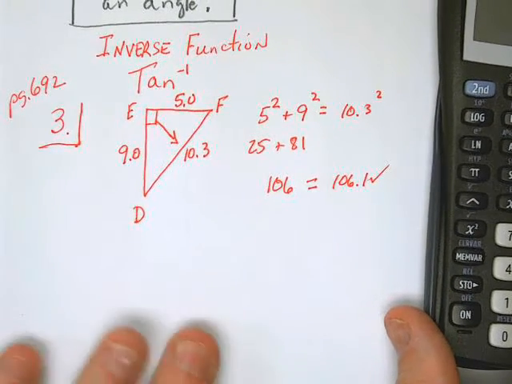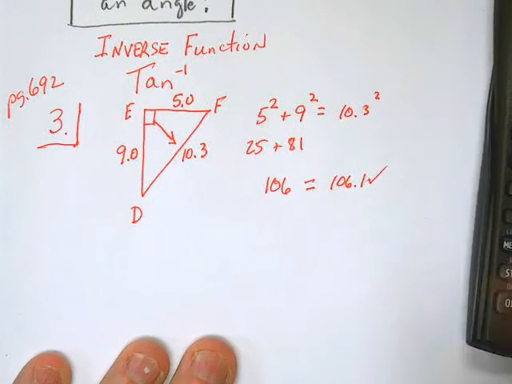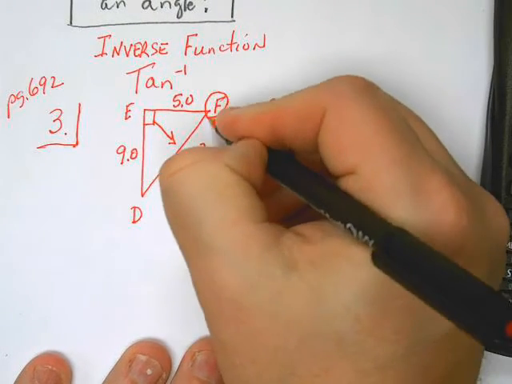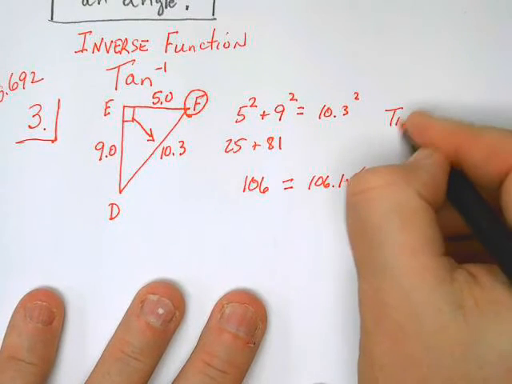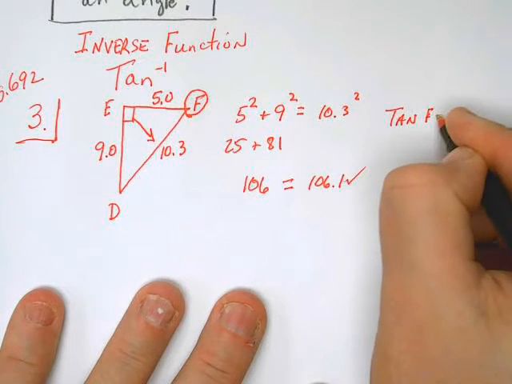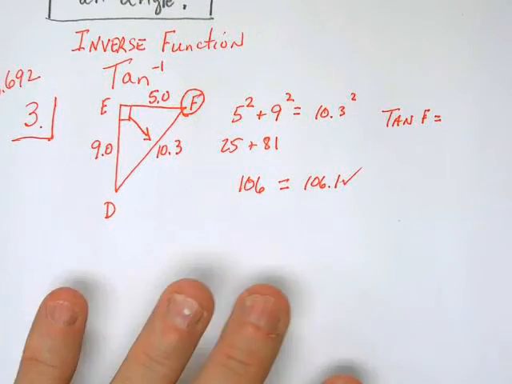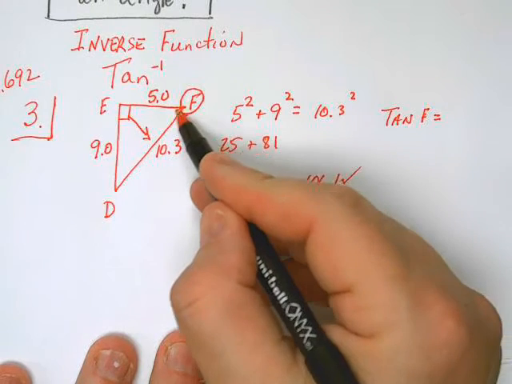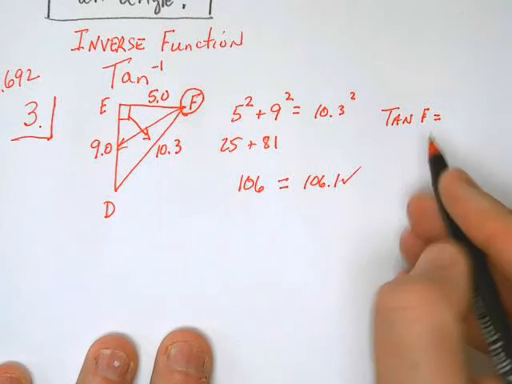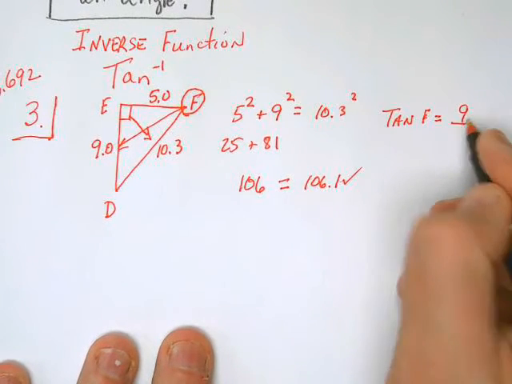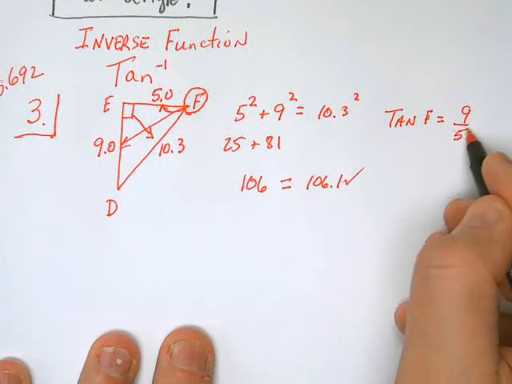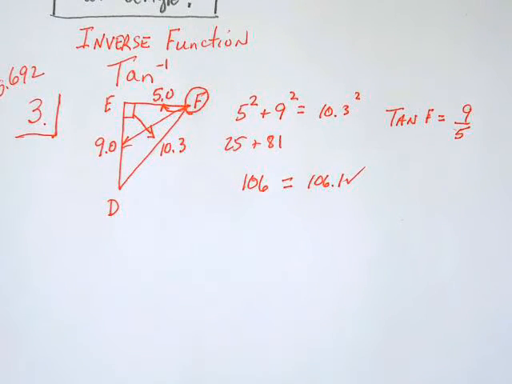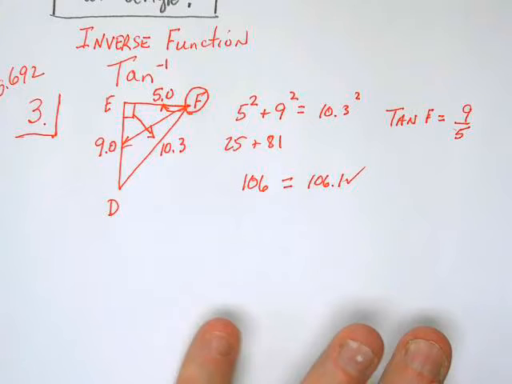Doesn't work. All right, so now let's deal with F first. I'm going to put a circle around it. I want to find the tangent of F. So the tan of F is opposite over adjacent. Which side's considered the opposite of F? Way across there, it's considered 9. And which side's considered the adjacent to F? That would be 5. It's never the 10.3. That's the hypotenuse.